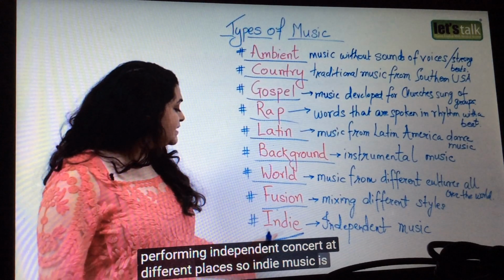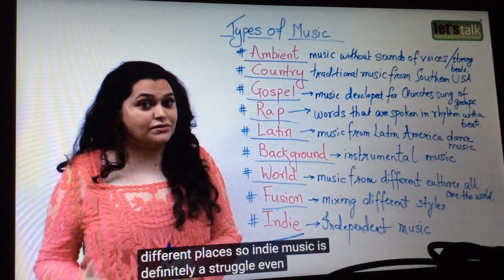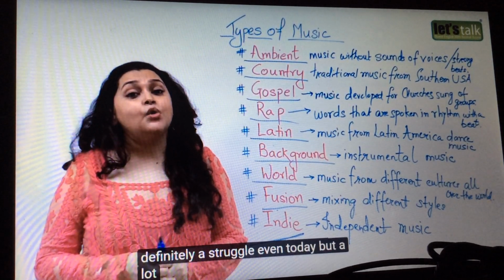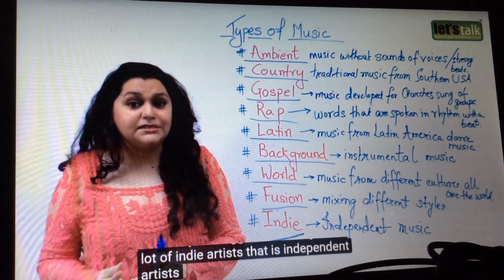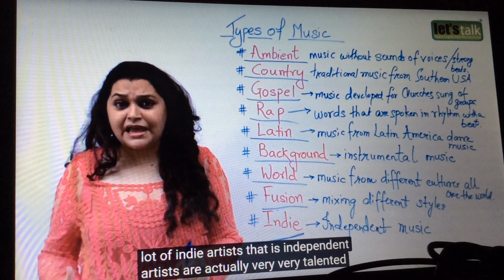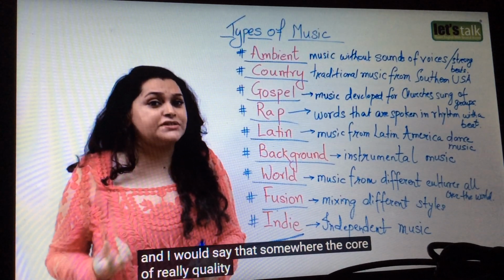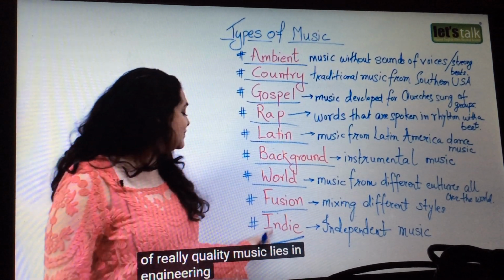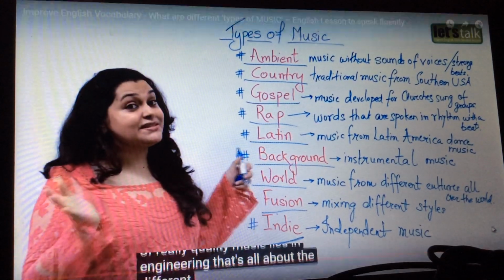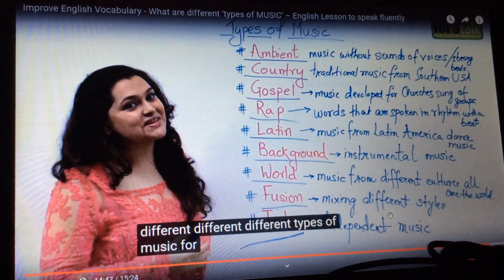So indie music is definitely a struggle even today, but a lot of indie artists, that is independent artists, are actually very, very talented, and I would say that somewhere the core of really quality music lies in indie music. So that's all about the different types of music for you.